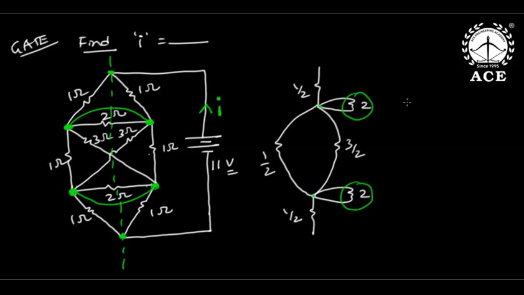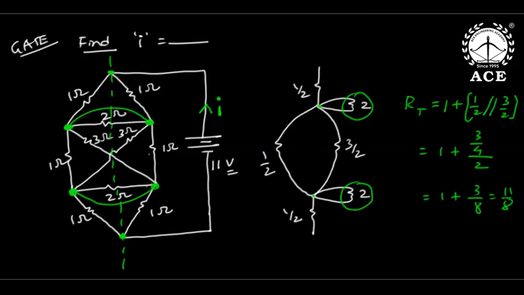You can remove it. So finally, R total will be: see, this half of 1 plus half in parallel to 3 by 2. So this is 1 plus 3 by 4 by 2, so this is 1 plus 3 by 8. That is 11 by 8 ohms. So R total is 11 by 8 ohms.